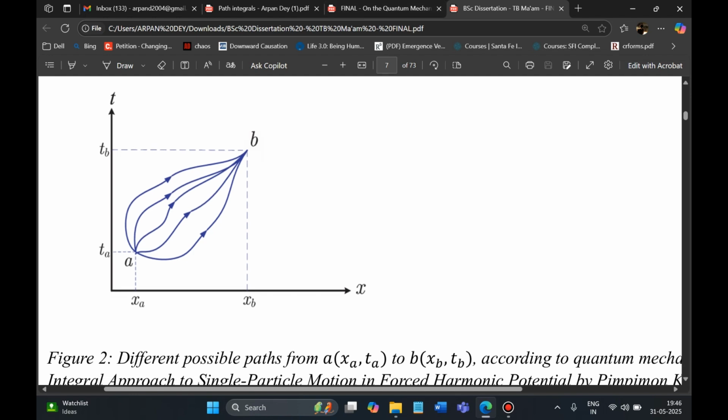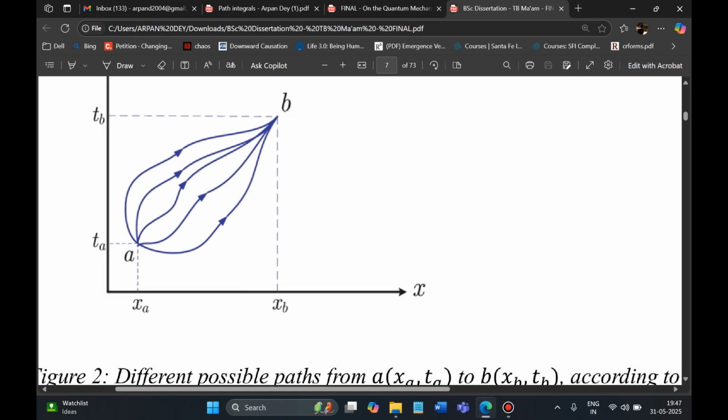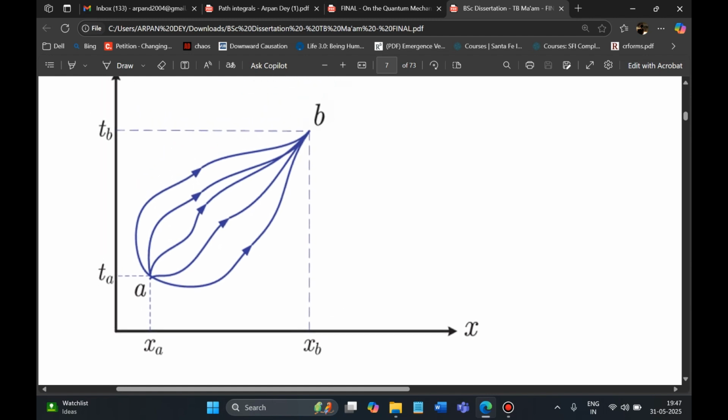Path integral basically sums up the contributions from all possible paths between a fixed initial point and a fixed final point, and this is what we call the sum over paths, or path integral.